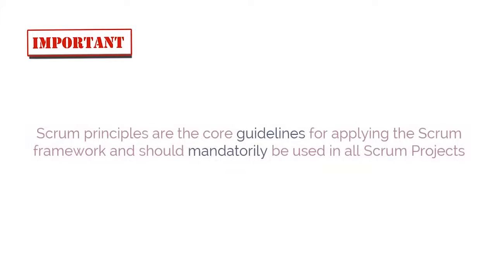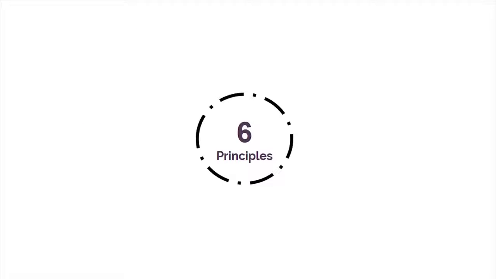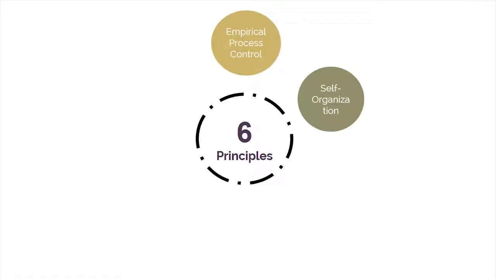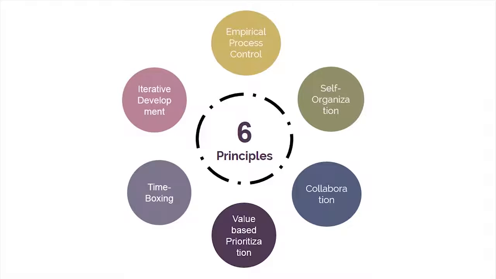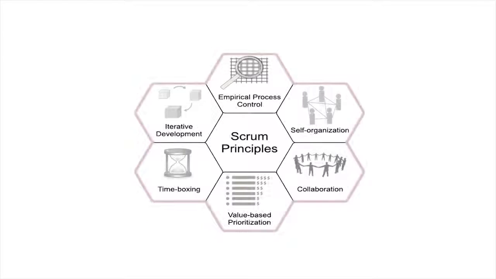Because the Scrum Principles are the core guidelines for applying the Scrum framework and should always be used in all Scrum projects. So let's take a look at these principles. The 6 Scrum Principles are empirical process control, self-organization, collaboration, value-based prioritization, time boxing, and iterative development. You can see how they are arranged in this diagram.